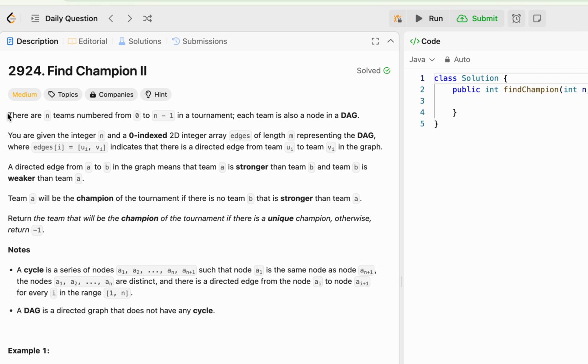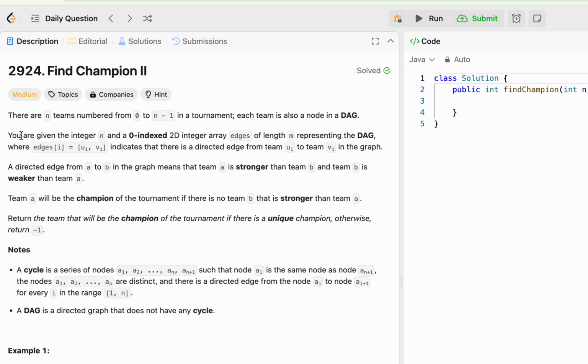Each team is also a node in a DAG. What is this DAG? DAG is directed acyclic graph. So a graph in which there is no cycle and that is directed as well, that is DAG. And then you are given an integer n. As an input we are given the integer n and a 0-indexed 2D array edges of length m. The integer n is given and the edges length is m. They are not the same. Notice this thing.